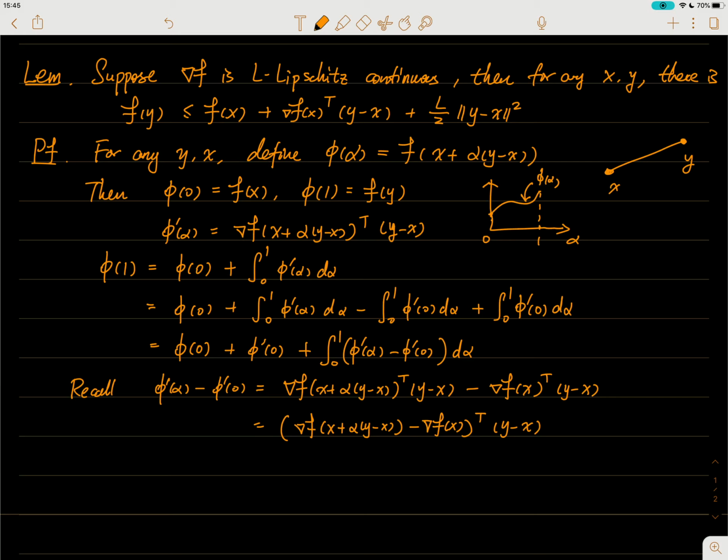Okay, remember that all of these are vectors, right? This is a column vector, a column vector. When we put a transpose, this becomes a row vector, and this is the column vector. Okay, so I have this. Then I can take an absolute value. So the absolute value of the inner product of two vectors, according to the Cauchy-Schwarz inequality, is less than or equal to the product of their individual norms.